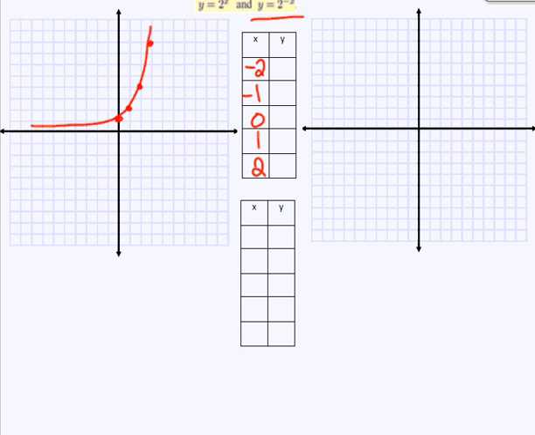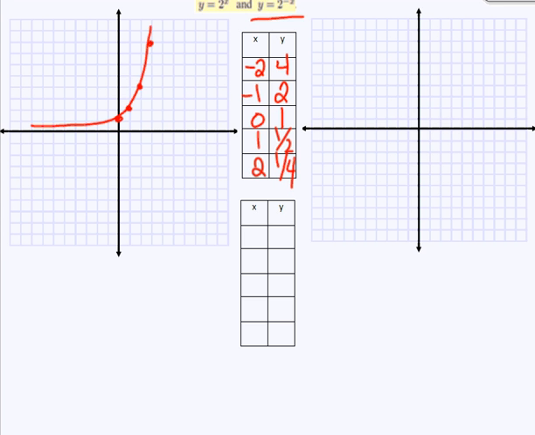So we're going to plug in negative 2. We'll make it negative, which is a positive 2. So we have 2 to the positive 2, which is 4. We'll plug in negative 1. It becomes positive, so we have 2 to the 1, which is 2. This is 2 to the 0, which is 1. 2 to the negative 1 is 1/2, and 2 to the negative 2 is 1/4.